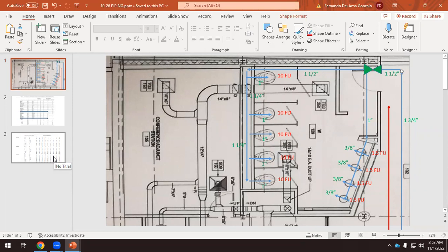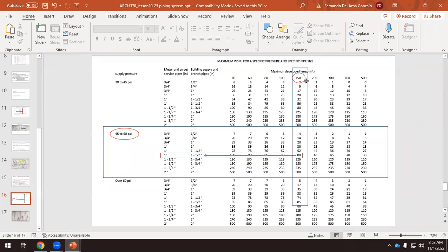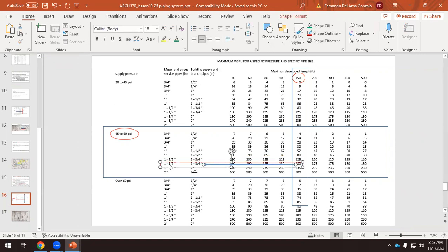And what's the maximum developed length? Okay, so we have to change the table here. So now with the same maximum developed length, now it's 222. So we have to move this to 235. Okay, so here what it says is that this branch should be 2 inches. Minimum.